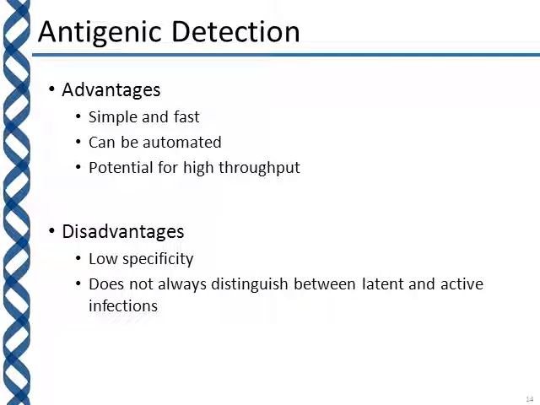The advantages of antigen detection are that it's simple and fast. It can be automated. It has the potential for high throughput. The disadvantages are low specificity, and it does not always distinguish between latent and active infections.